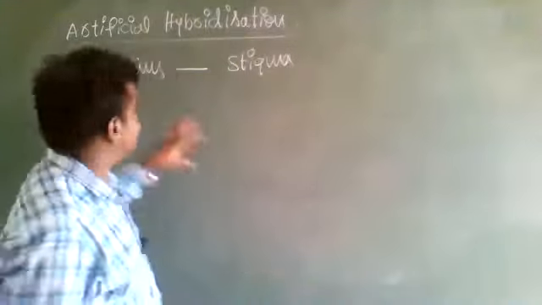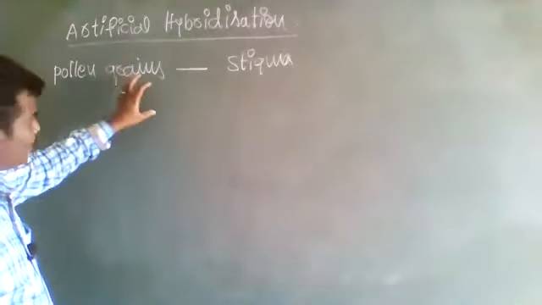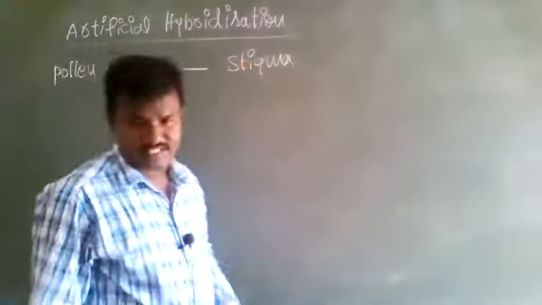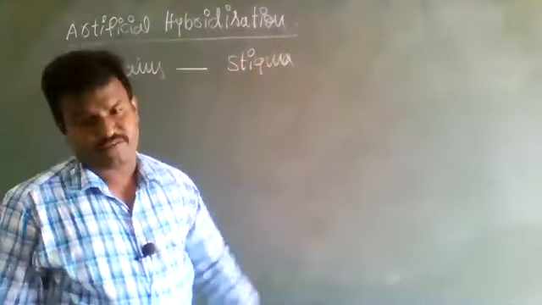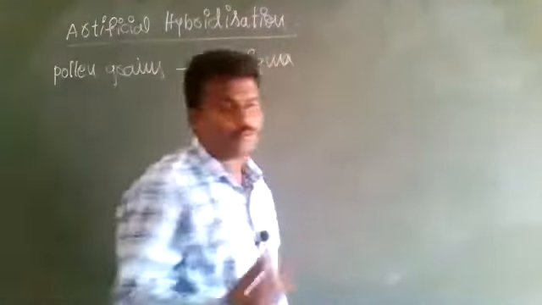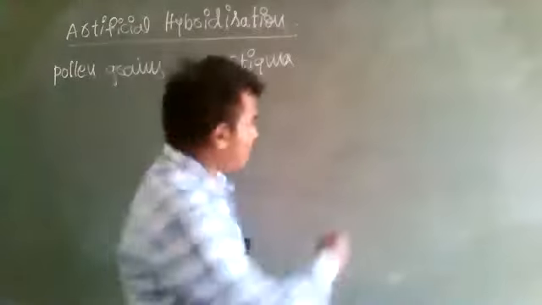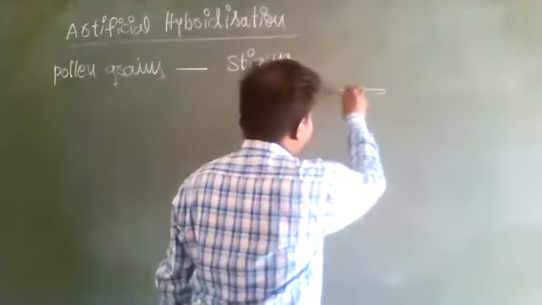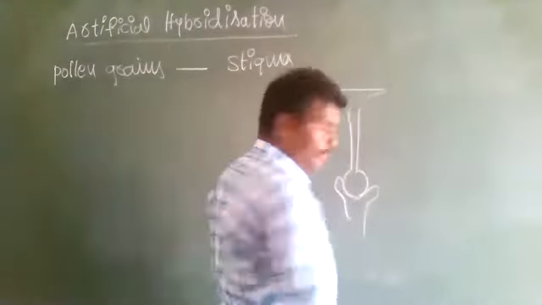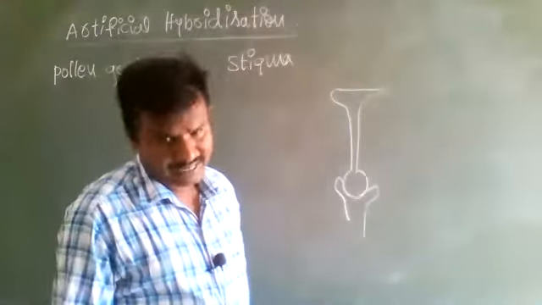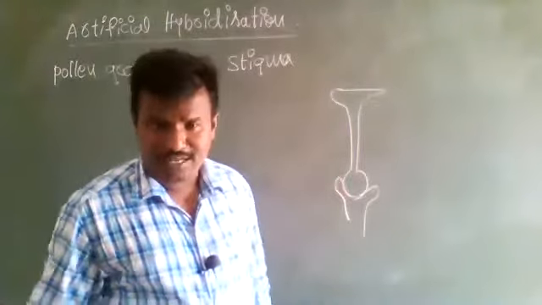From such types of plants, pollen grains are collected and placed on the stigma. The stigma means it is placed on the female flower. So the female flower also should be a superior variety. See here, this is the stigma. Yesterday we saw that process; that is natural hybridization. So this is artificial hybridization.